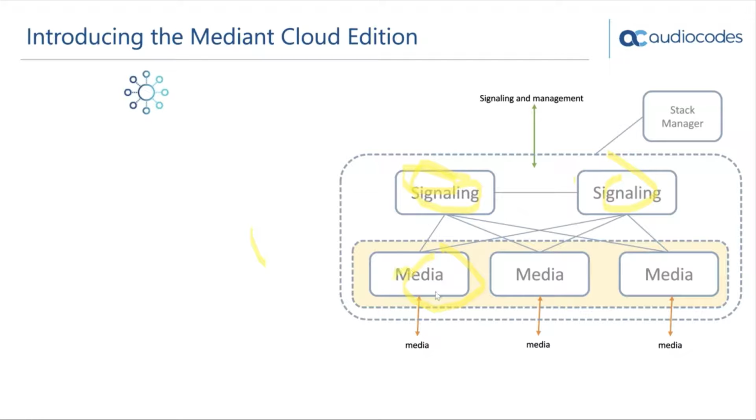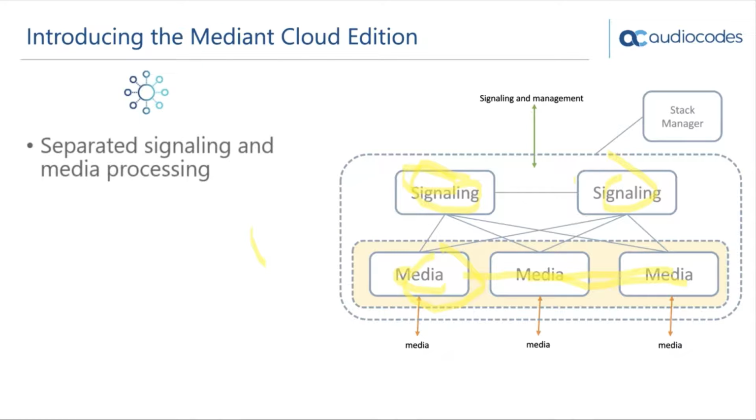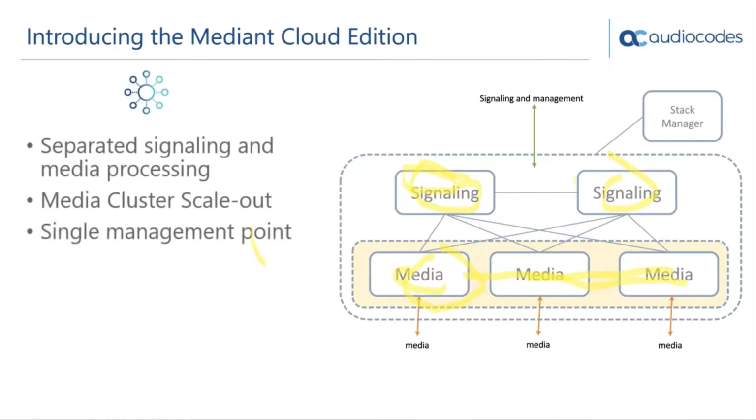And then we have multiple boxes handling media, and this is horizontally scaled. So if you need more capacity, we just add more and more media boxes to give you more processing capacity. So this is why we can grow to 50,000 plus sessions in a public cloud, because we can just keep putting more of these virtual machines in as time goes by. Because we've separated signaling and media processing, we can do this kind of scale out and build out. But we have a single management point, so this still looks like a standard SBC.